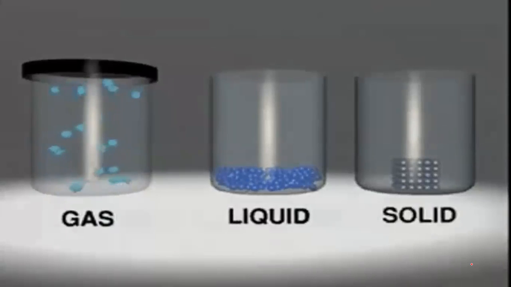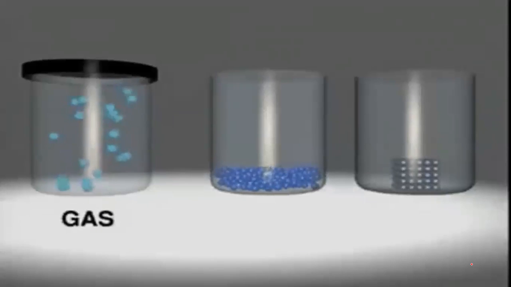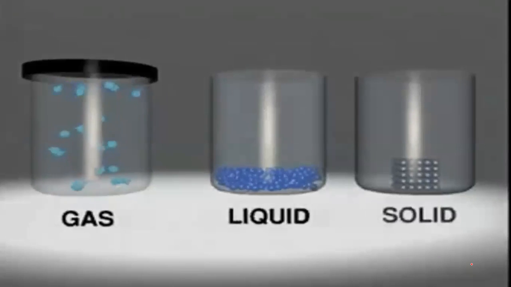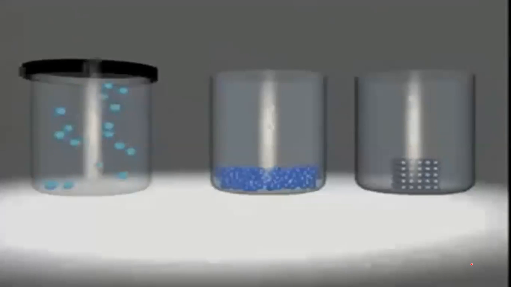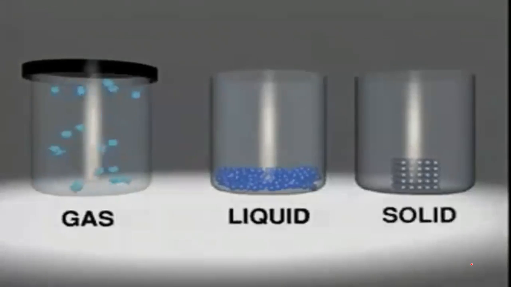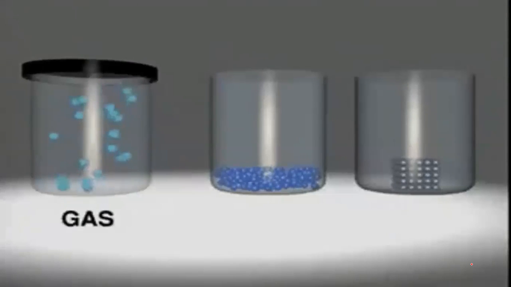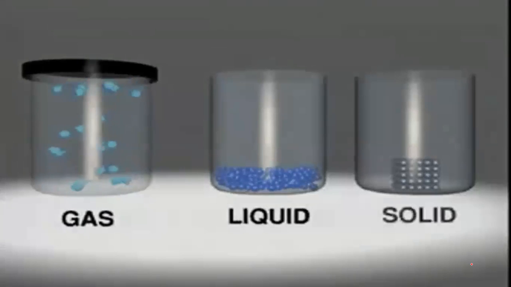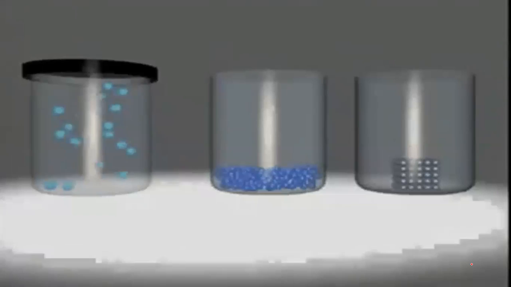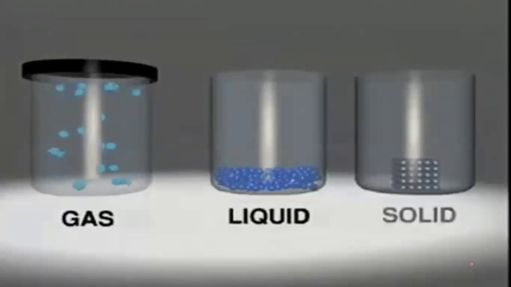You see on your screen clearly the particles of gas, liquid, and solid. You see in the gas, the particles are moving very freely. In the liquid, they can also move because they have space. But in the solid, all the particles are in packed form and they cannot move.